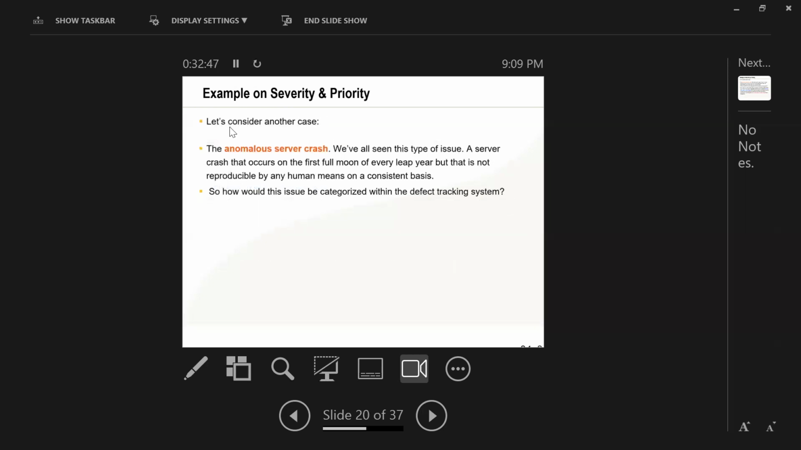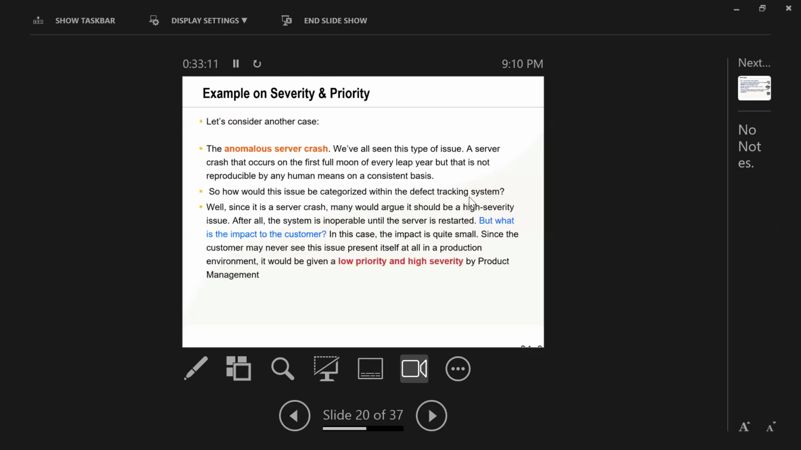Let's consider another case. An anomalous server crash, right? A server crash that occurs on the first day of every leap year, but that is not reproducible by any human on a consistent basis. So how would this issue be categorized within the defect tracking system? Well, this is a server crash. Many would argue it should be a high severity issue. After all, the system is inoperable until the server is restarted.